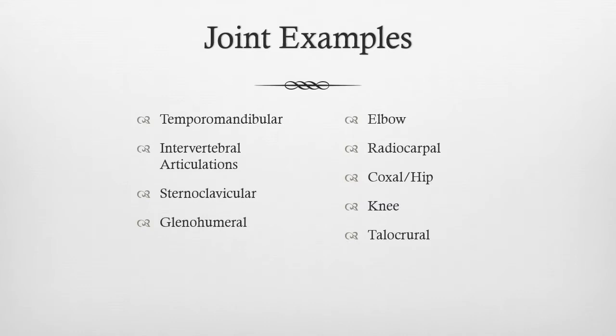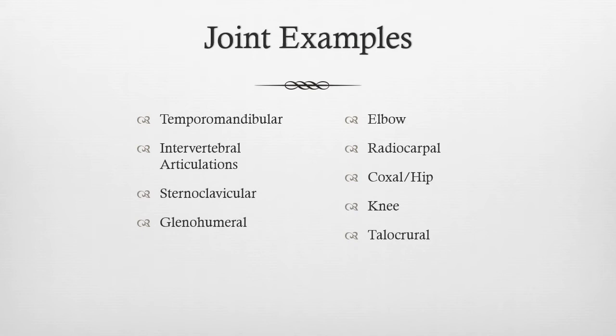So we said that joints are named oftentimes by the bones that they are articulating with. And so we have things like our temporomandibular joint. This is between the temporal bone and the mandible. We have things like our sternoclavicular, and so between the sternum and the clavicle, and so we can tell where it is right away. Glenohumeral, again, this is our shoulder joint.